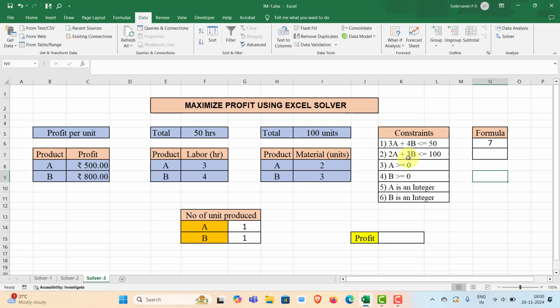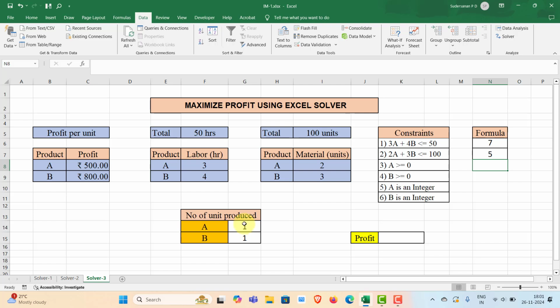So similarly, here I should give 2A plus 3B. So I'll type here equal to, this is 2, that is material. So instead of writing 2, I'll select from this cell. So if I change this value, automatically the formula will change. So I'll select from here, multiply by A plus 3 units, that is 3 units of raw material, multiplied by the number of units of B. So that is a formula for that.